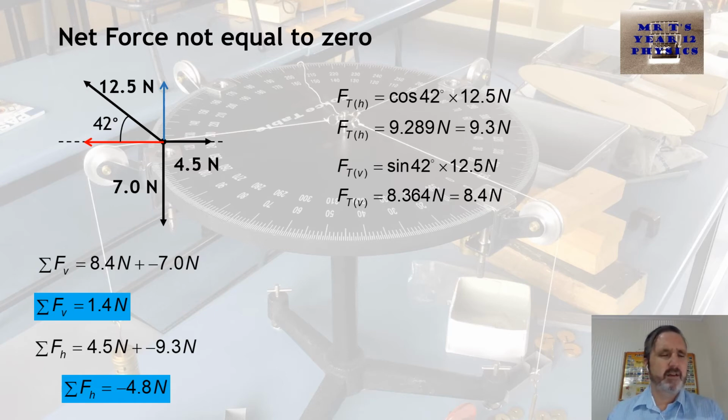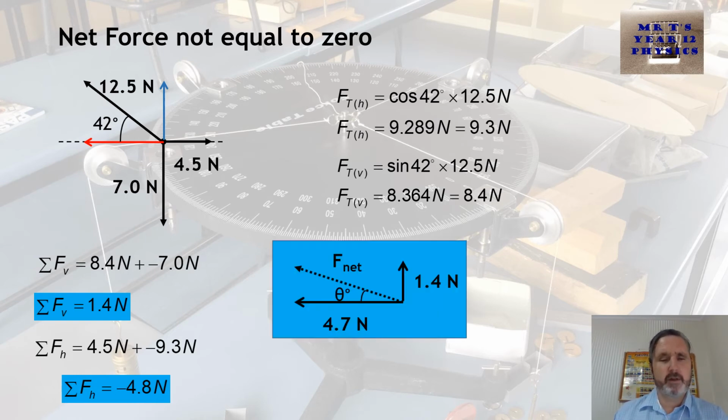What that means is that we now can calculate what the total overall force acting in this system is. We've taken into account all of our forces, our downwards force, our sideways force, and our components. Now we put these two back together. So we have to the left, which is negative 4.7 newtons, upwards positive 1.4 newtons. We can calculate the size of the net force. If we created a triangle here, we know the adjacent and we know the opposite side, so we can calculate the hypotenuse.